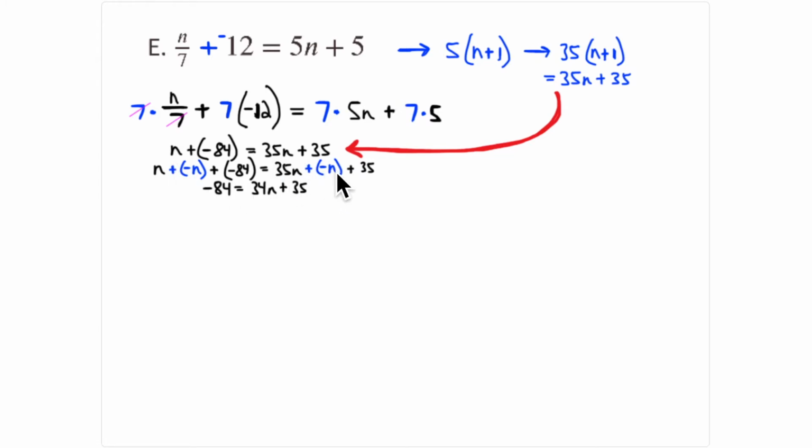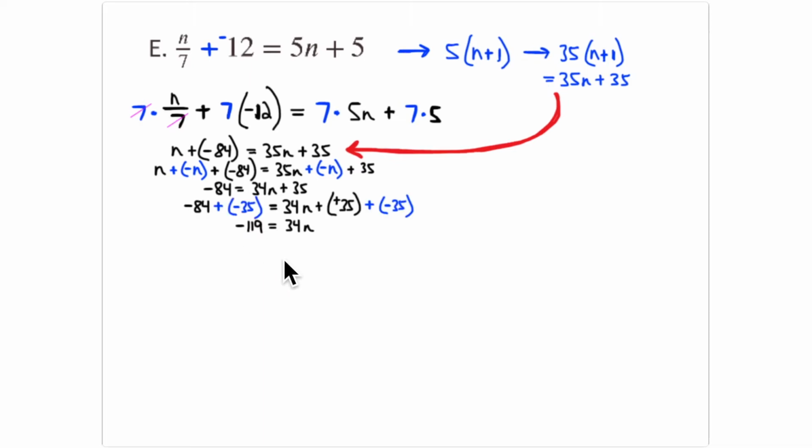So I add a negative n, that makes this 34n. And so you end up with a negative 84 equals 34n plus 35. Now I want to move this 35 over to this side by adding a negative 35. So it's going to be a negative 84 plus negative 35. I end up with a negative 119 equals a positive 34n.